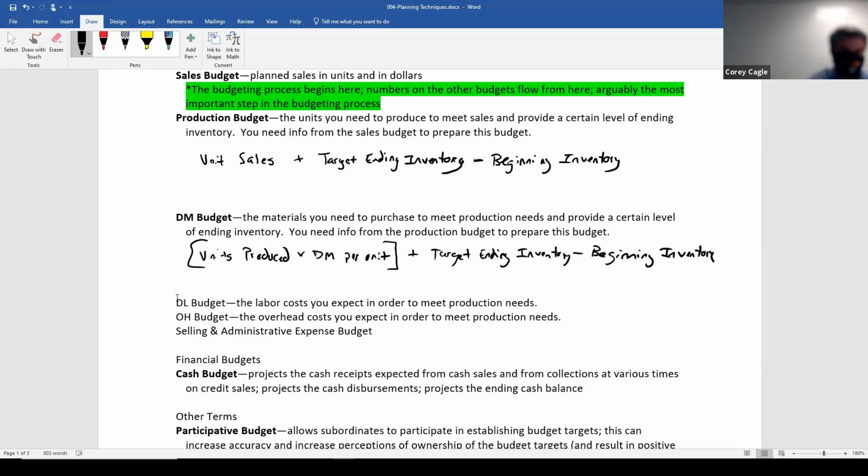Labor budget would be your workers work 1,000 hours, $10 an hour. Your salaried workers work 50,000. You know, it's just variable and fixed costs. If they're asking you a budget question on any of those others, they like sales, production, and materials. You've got to work through those.